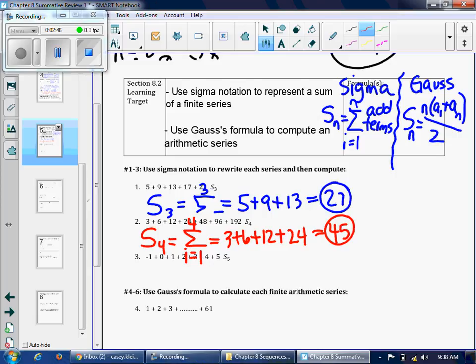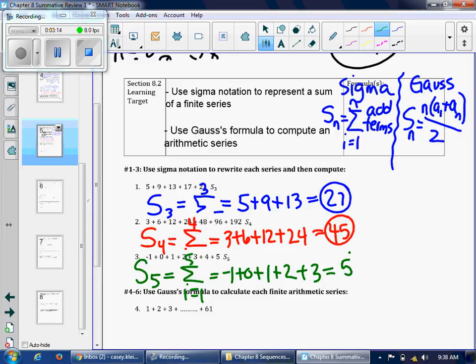Okay, last but not least, number 3, we're going to add 5 terms together because that's what they're asking you to do. Okay, that's it for that part.